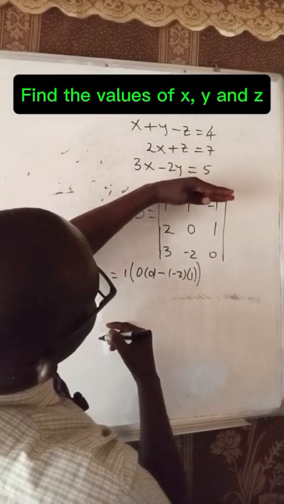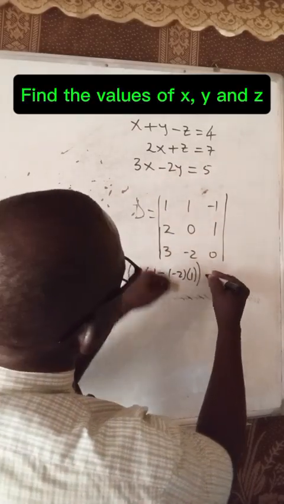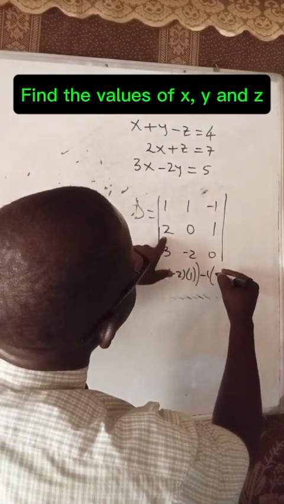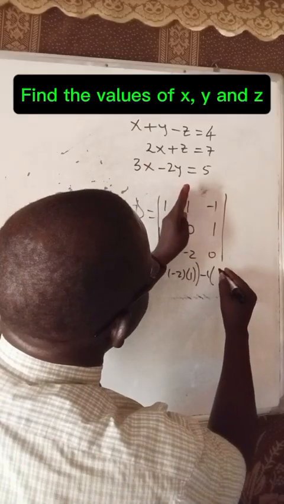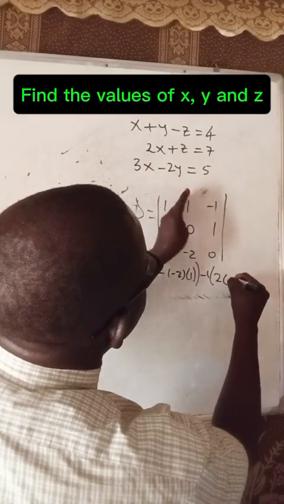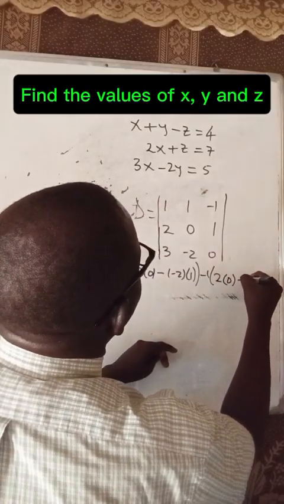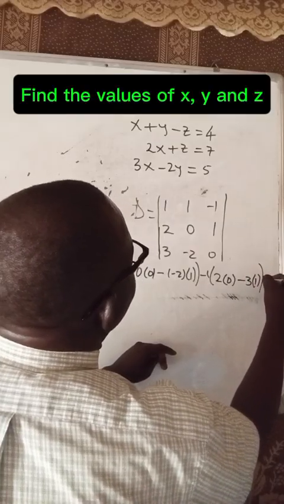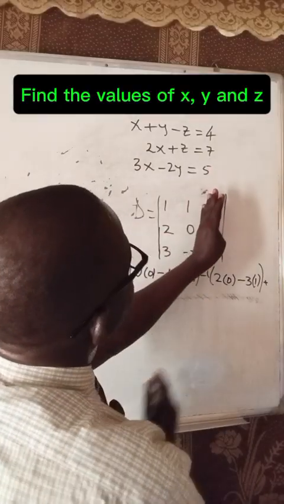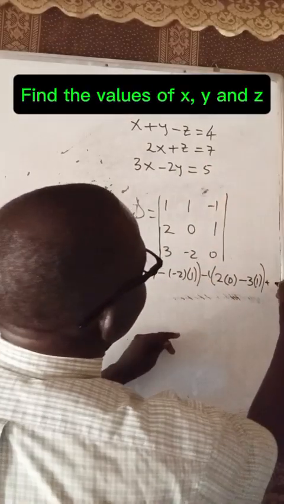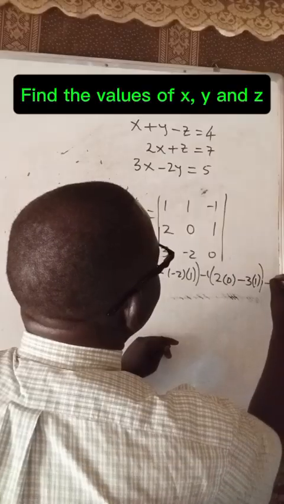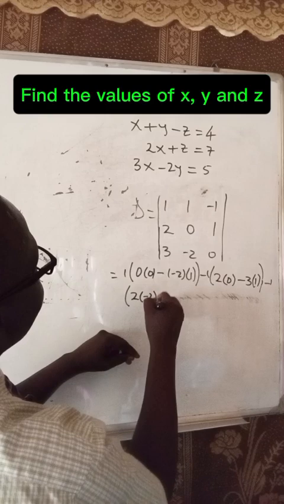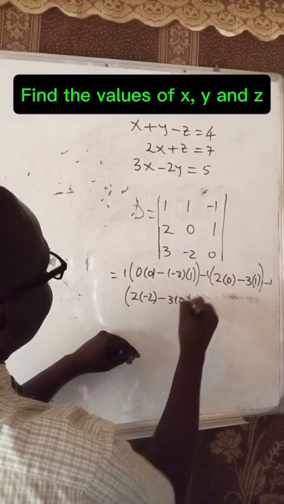And deleting the first row and the second column, we will have minus 1 times (2 times 0 minus 3 times 1), plus, deleting the first row and the third column, we will have negative 1 times (2 times negative 2 minus 3 times 0).